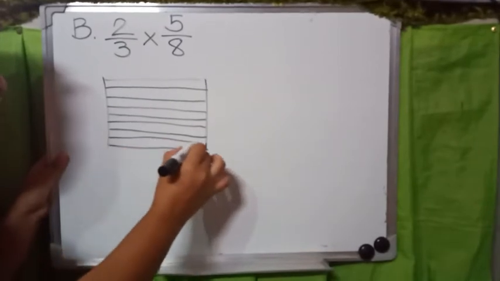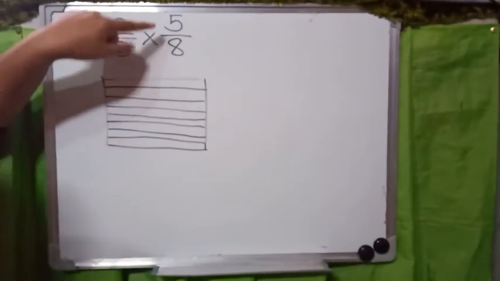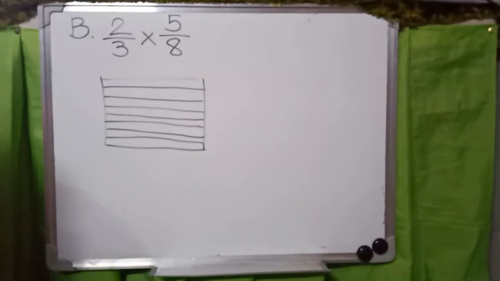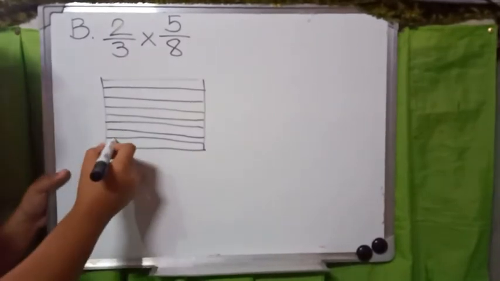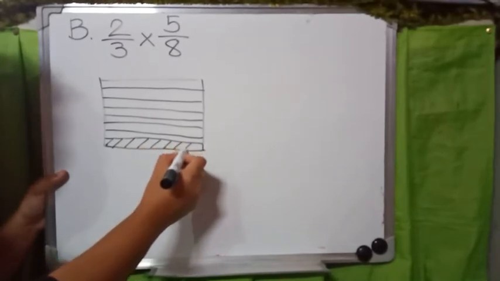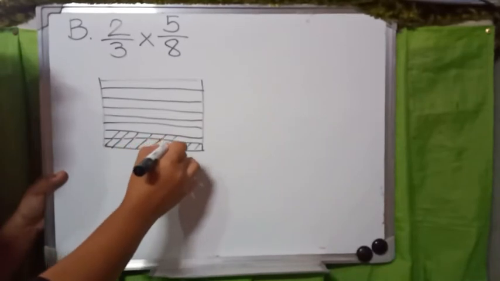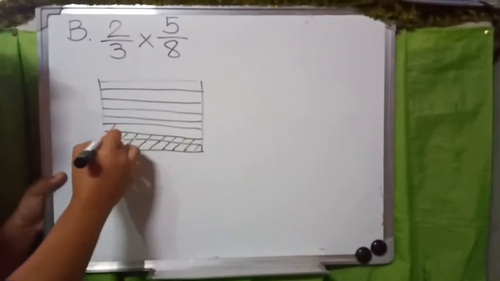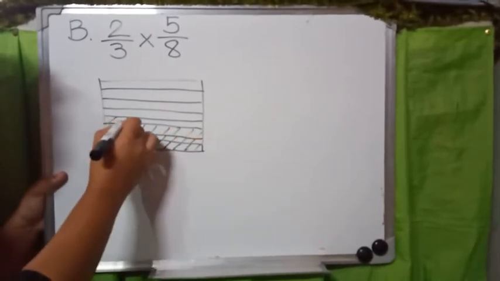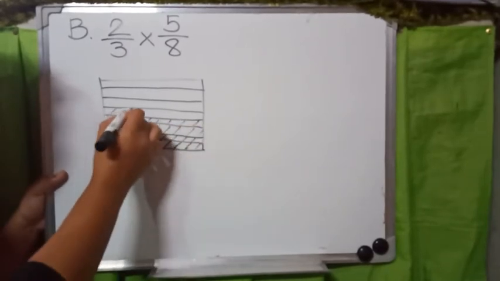After cutting it in 8 parts, we need to shade 5 parts because it's our numerator. 1, 2, 3, 4, 5.